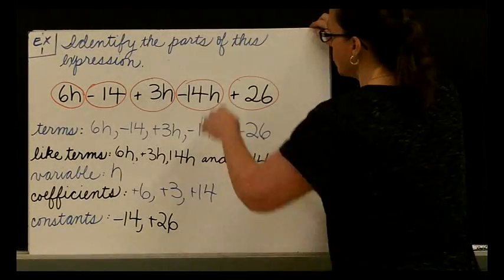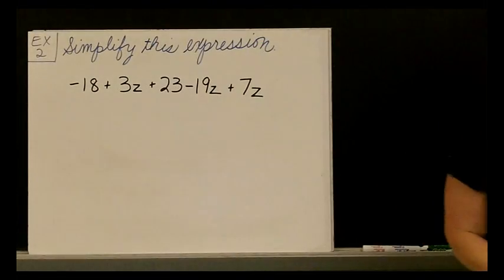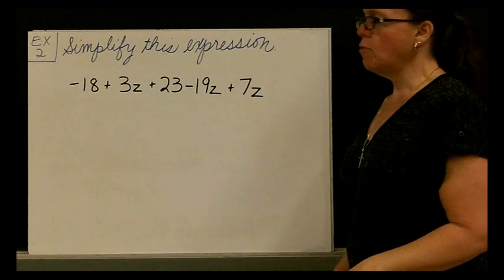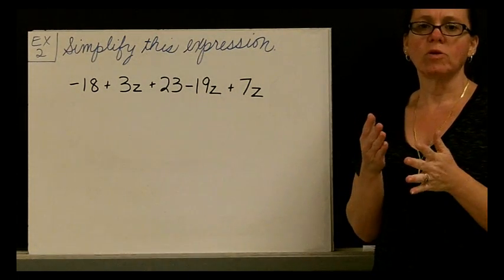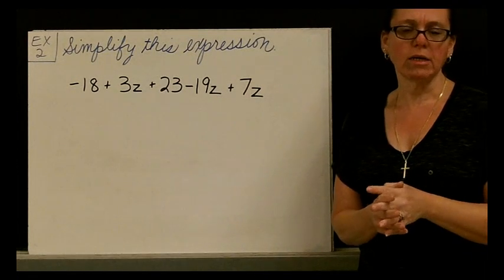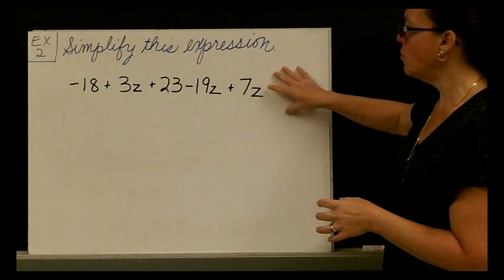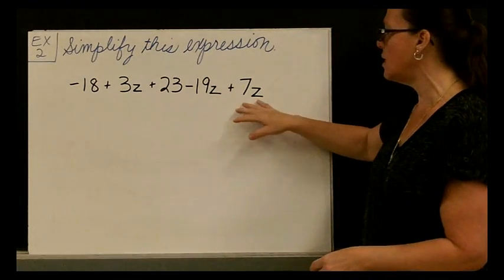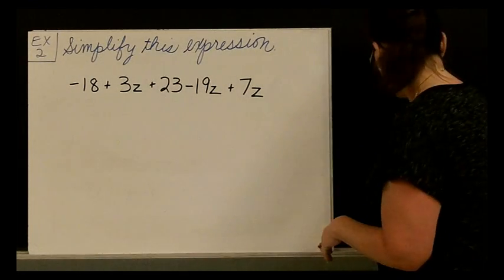So now what we're going to do in our second example is take a pretty long expression and simplify it. When we simplify it, what we mean specifically is to identify the terms that are like, and then step by step combining them so that we will move from an expression that has 5 terms in it down to an expression that has only 2 terms.